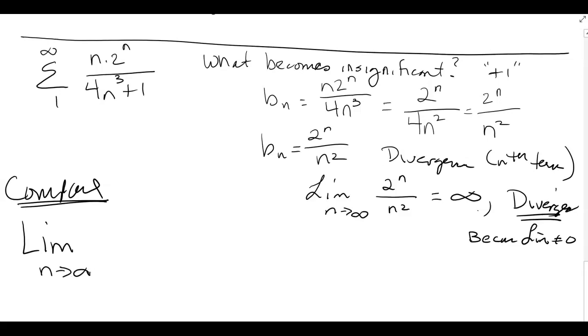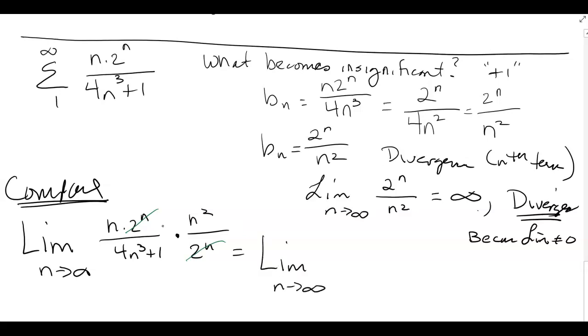All right, n to infinity. I'll start with my a sub n, n times 2 to the n over 4n cubed plus 1. Remember, I'm going to divide by b to the n, which means I'm going to multiply by the reciprocal of b to the n. That's n squared over 2 to the n. Here's what's nice: my 2 to the n's cancel, right? Boom. And hopefully you can see where this is going by now. As n goes to infinity, I have n times n squared. That's n cubed over 4n cubed plus 1.